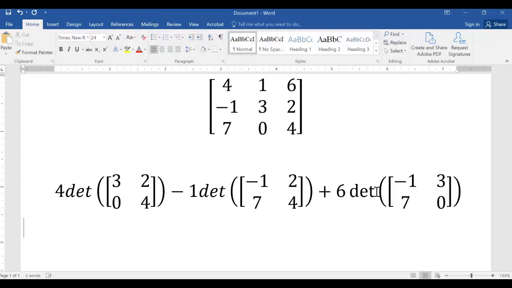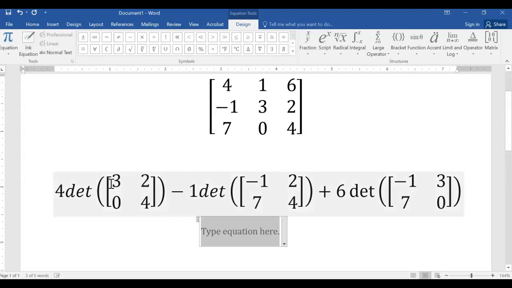And why that's nice is because we know how to calculate the determinant of a 2 by 2 matrix. So we're going to take 4 times, this is going to be 12 minus 0. Hopefully everybody remembers how to do a determinant of a 2 by 2. 3 times 4 minus 0 times 2.